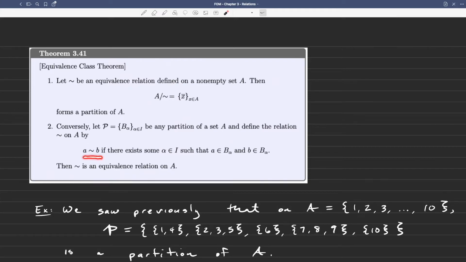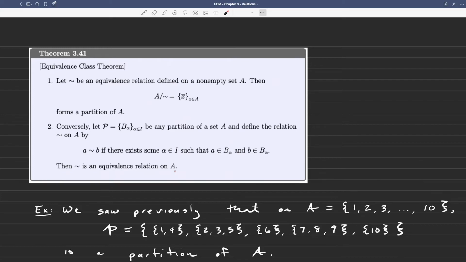if there exists one of these sets in the partition, this B alpha, such that little a is in big B alpha and little b is also in big B alpha. So essentially what a equivalent to b means is that there's some partitioning set that they're both an element of. They're in the same cubicle. Then it turns out that that is an equivalence relation.